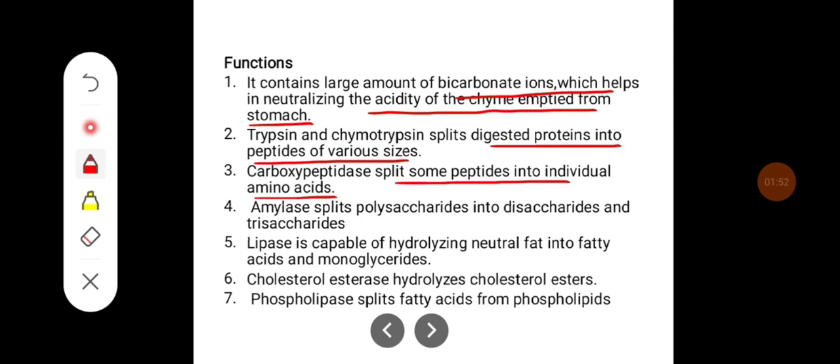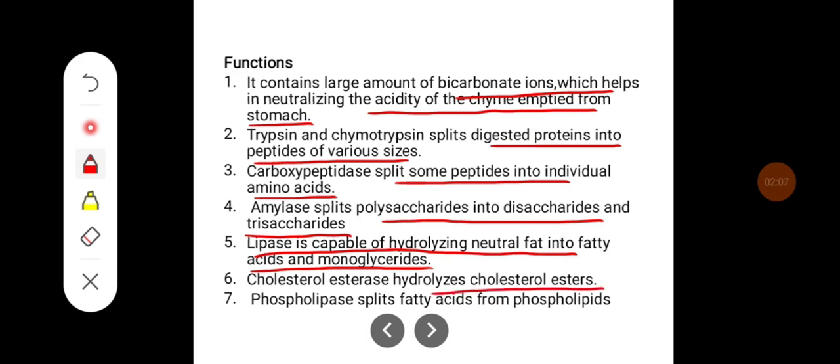Amylase splits polysaccharides into disaccharides and trisaccharides. Lipase is capable of hydrolyzing neutral fat into fatty acids and monoglycerides. Cholesterol esterase hydrolyzes cholesterol esters, and phospholipase splits fatty acids from phospholipids.